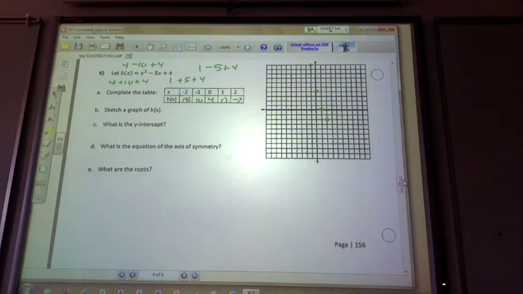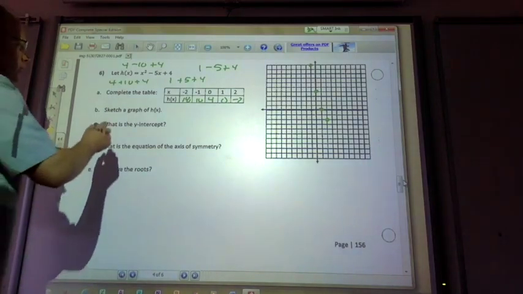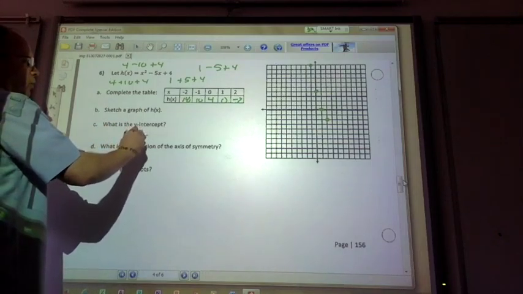No. You add 3 and 4. So on the X part, you put the extra numbers. So, what is the Y-intercept? Well, we can answer the Y-intercept right off the bat, 0, 4.